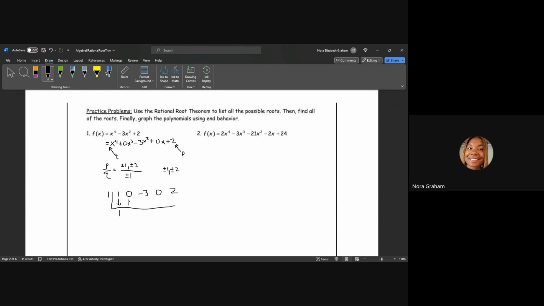And then I add these two numbers. 0 plus 1 is 1. And I start that same process again. 1 times what my possible root is, just 1. Put 1 right there. -3 plus 1 is -2. And I keep going. -2 times my possible root, which is 1. So 1 times -2 is -2. And I get -2 here. All right. -2 times 1 is just -2.